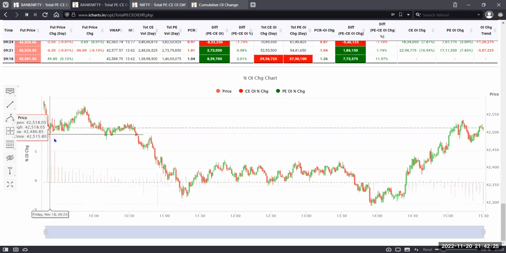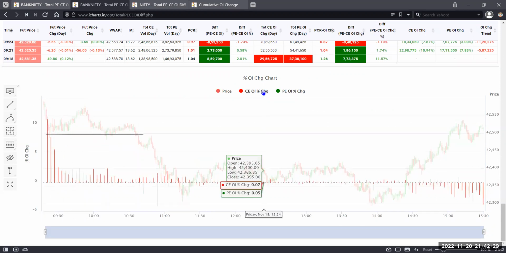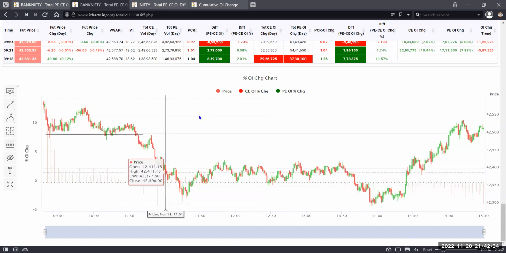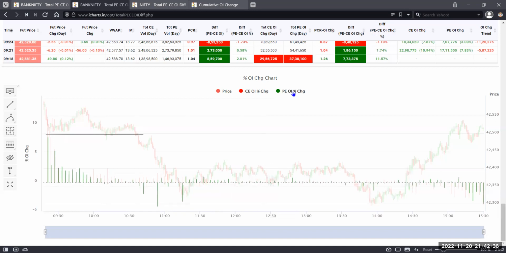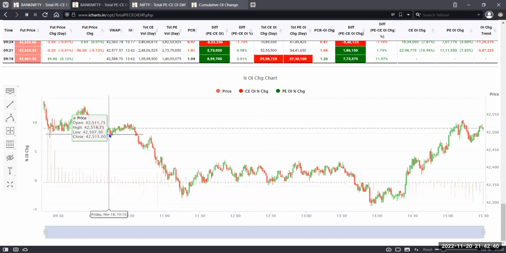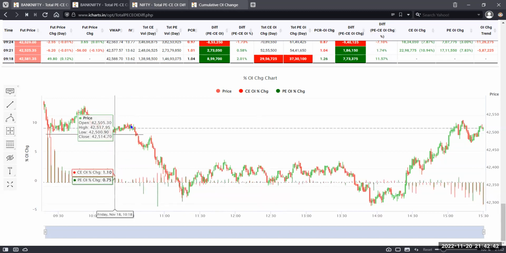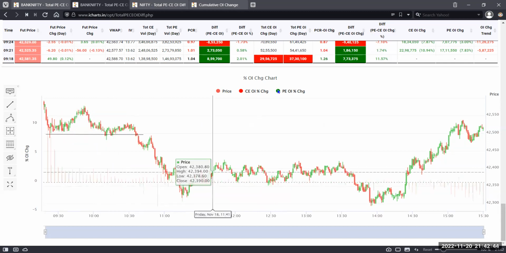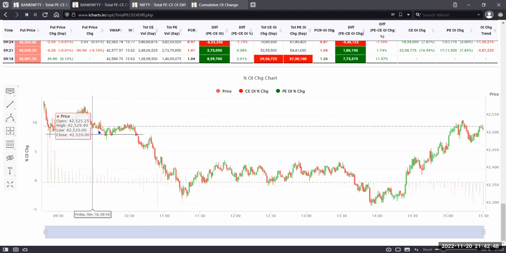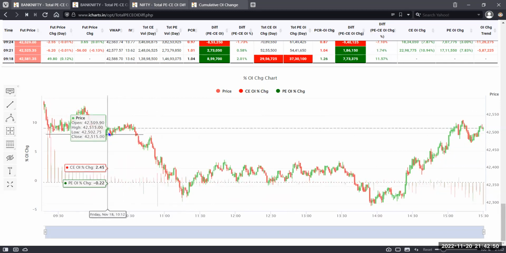Once price started coming to these lows, the buildup happened here. So it was indicating bearish. Whereas on the put side, unwinding did not happen, but put buildup was not there either. And then this little move up was there. Both were absent, but significant buildup was there over here.